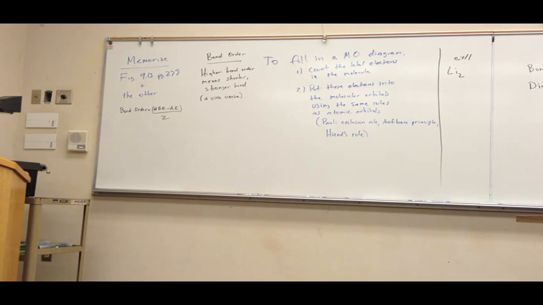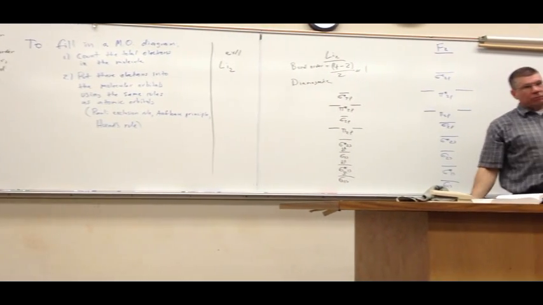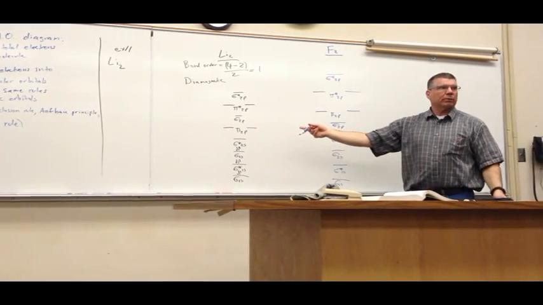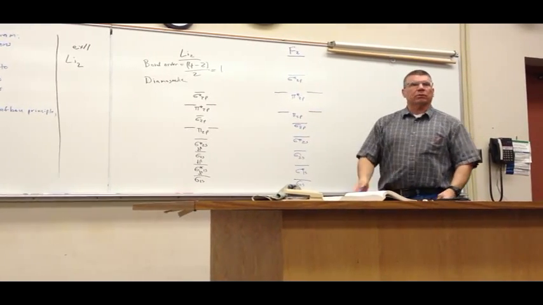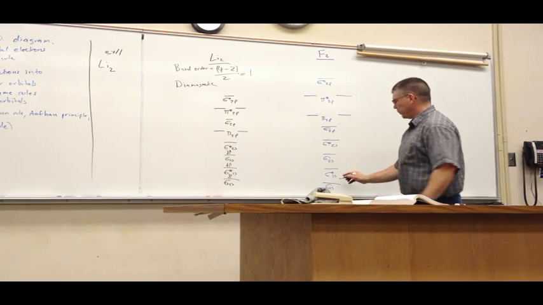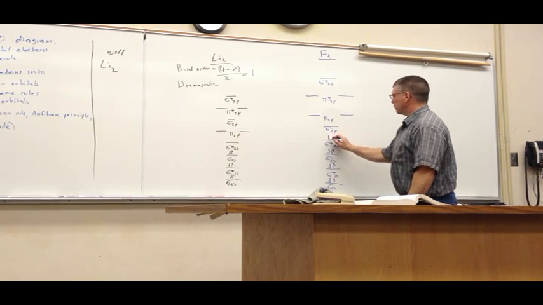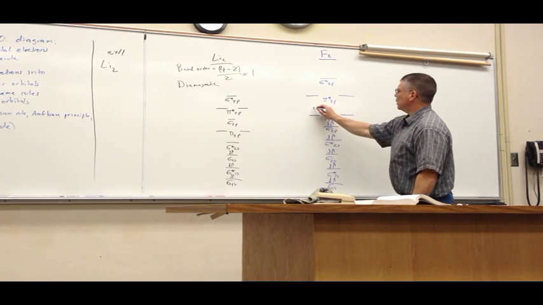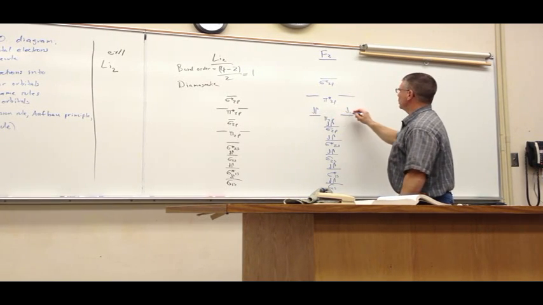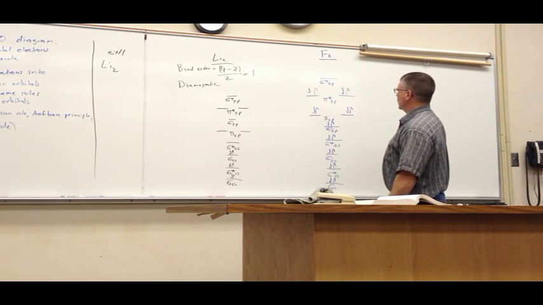So let's try fluorine, the molecular fluorine. Because it's fluorine, we're going to use this diagram, not that one, right? We'll just fill it in. How many electrons total in a fluorine molecule? Good, 18, right? Got it. So we start filling them in. 1, 2, 3, 4, 5, 6, 7, 8, 9, 10, 11, 12, 13, 14, 15, 16, 17, and 18.